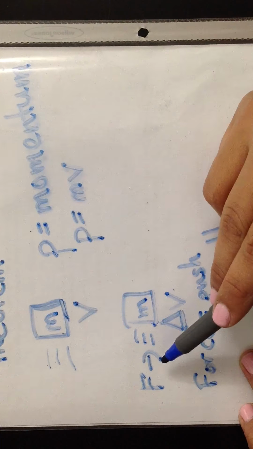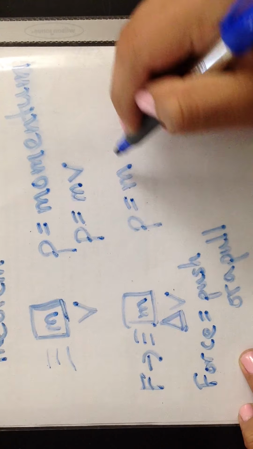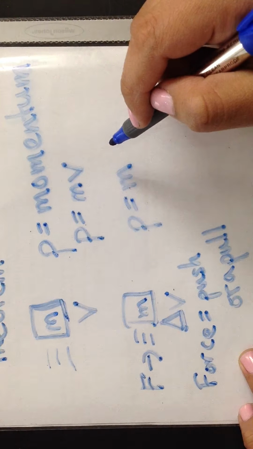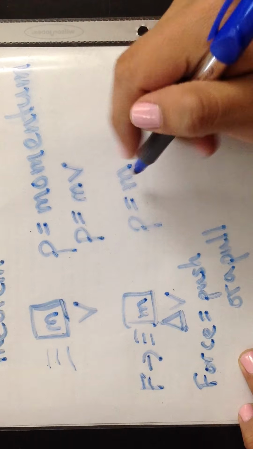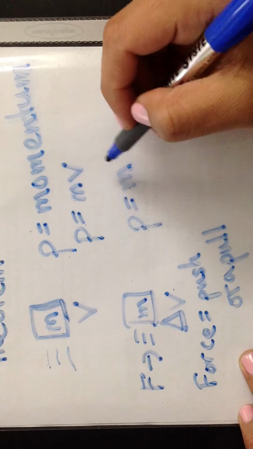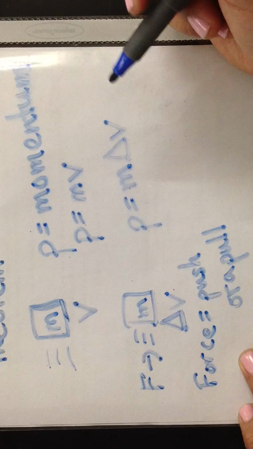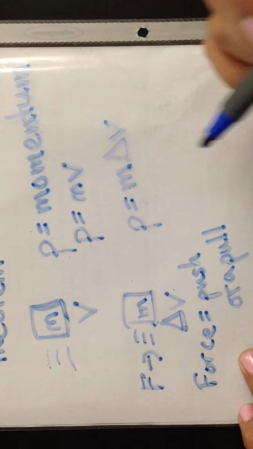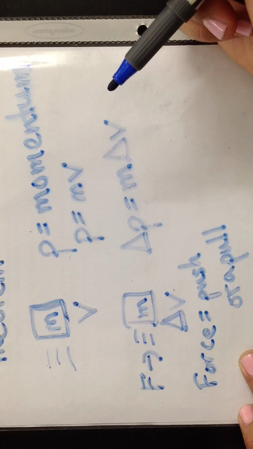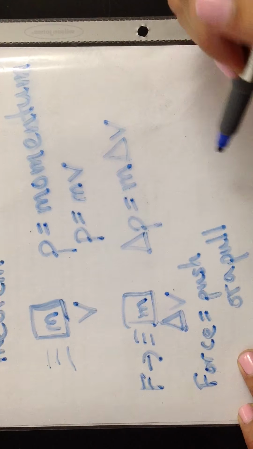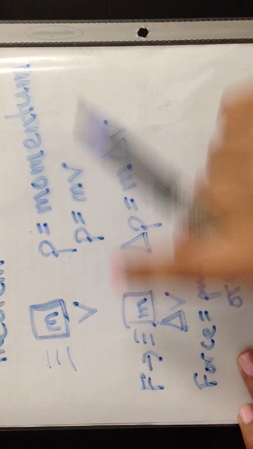Because I applied this force, or this push, my momentum also changes, because now it's not mass times velocity, but mass times a change in velocity. Therefore, my momentum also changes. So this is what happens whenever I apply this force.